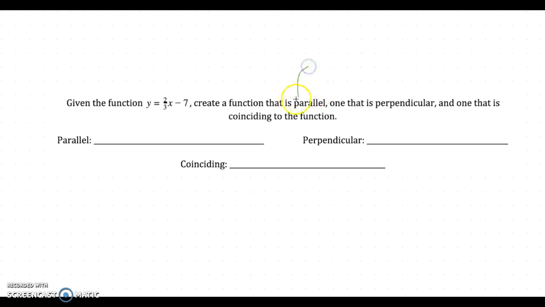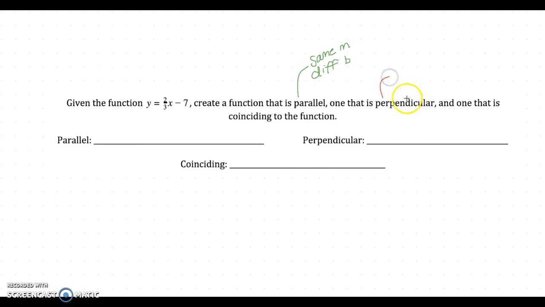So parallel lines, remember, have the same slope. That's how they make sure they don't cross. So I have the same m. But then in order for that to work, they have to be different lines, so I have to have a different b. If I had the same m and the same b, they would be the exact same line, which means they would not be parallel.